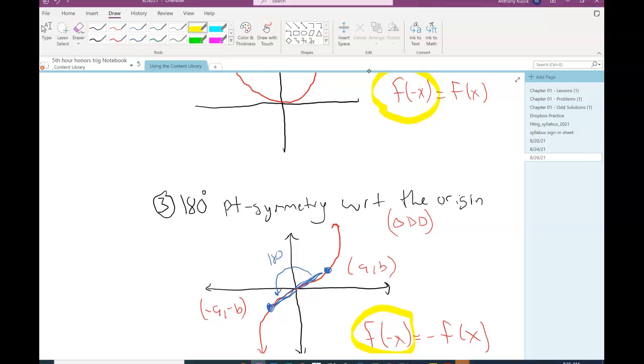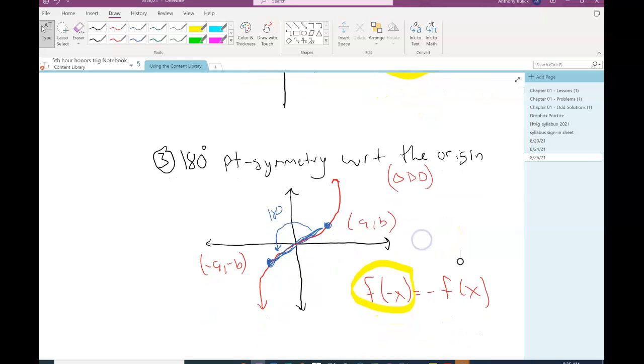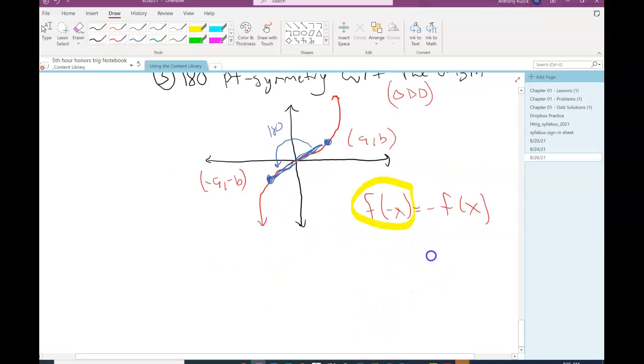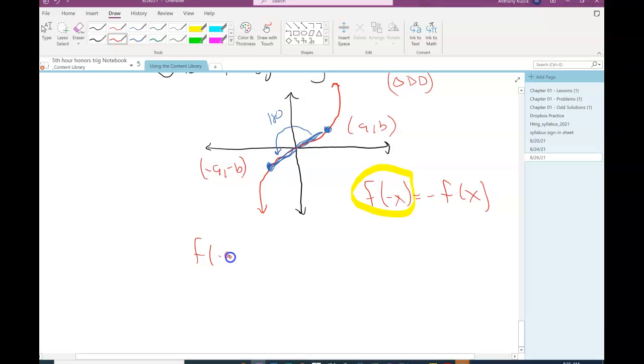Paul, can you explain the way you did it, like the way you wrote it? Can you just kind of spell it out? F of negative x equals negative f of x. So f of negative a is negative b, right? F of a is b, but then we have a negative sign in front of it. So we just have negative b. Oh, okay. Right? Yeah, it's the same thing.